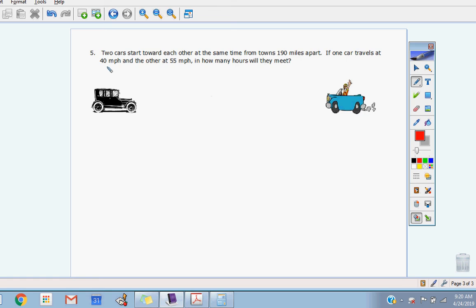Okay, 2 cars start towards each other at the same time. If one car travels at 40 and the other at 55, let's make this one go slower. That kind of makes sense to me. So 40 miles per hour, this one at 55 miles per hour. If they leave at the same time, they're not going to meet in the middle. This guy's going faster. So they're going to meet, I'm exaggerating, somewhere right here. So distance by this car, distance by this car.